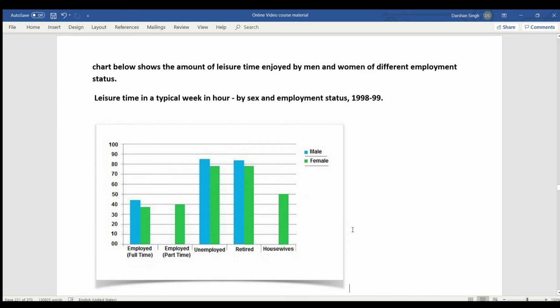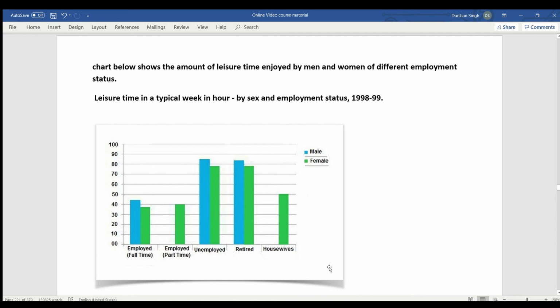So how can you do that? It looks difficult, but it is indeed very, very simple. So you just need to make out some differences, and you just need to look for the distinctiveness in the graph. So here I can see a distinctive feature, that the employed part-time category has only women, no men in that. And in housewives as well, there is only female and no men. So most people who had the most number of hours in a week were unemployed and retired. So I've taken out the main points, the main things from the graph.